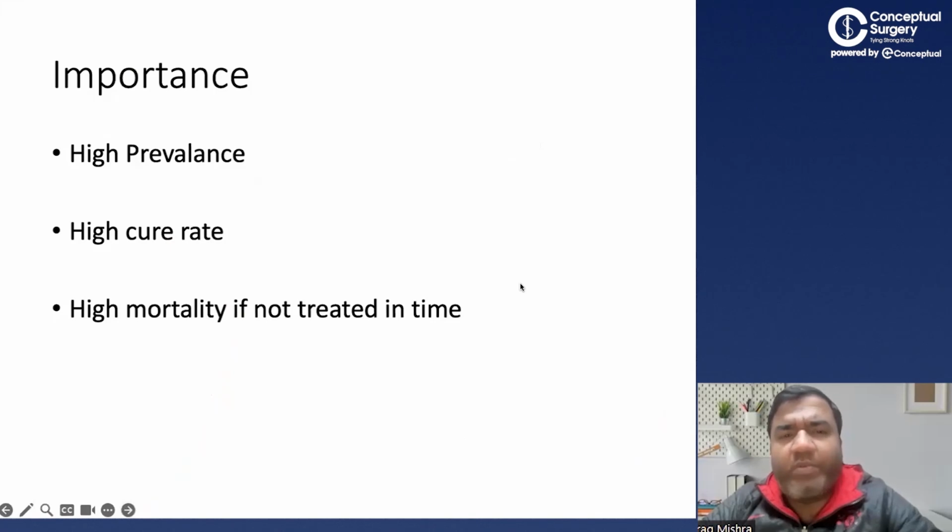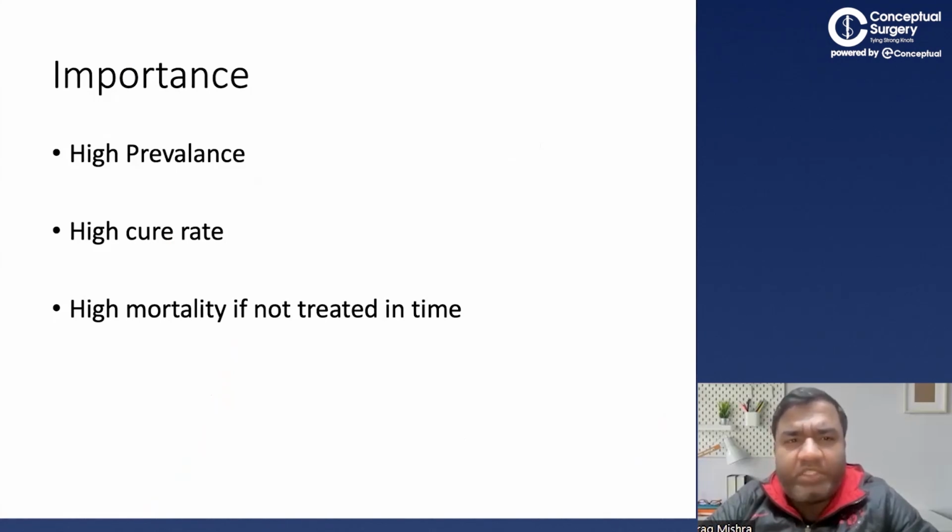Why is knowing about amoebic liver abscess or liver abscess as a whole important? Because it is very common, especially in our country and similar countries like India. So it has a very high prevalence rate. On an average, any big tertiary care hospital would be admitting 2 to 3 patients or at least one patient every day on an average. So this is that high in prevalence.